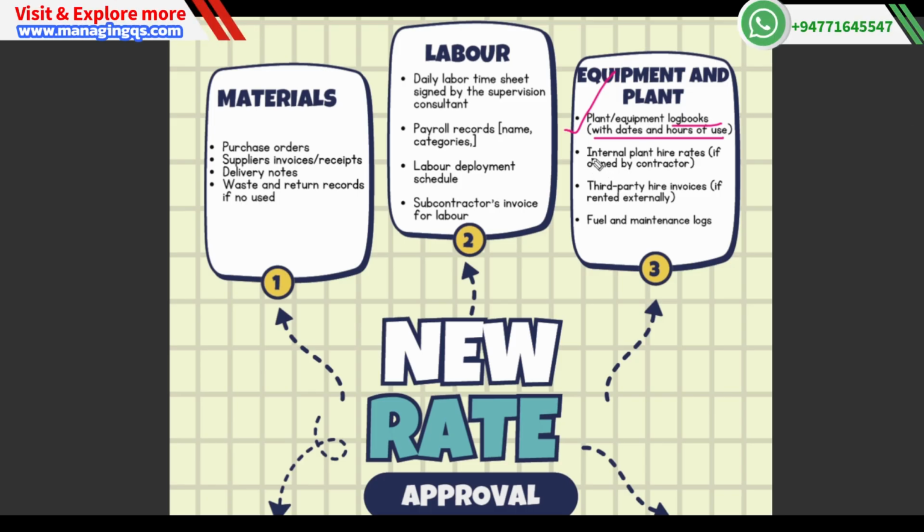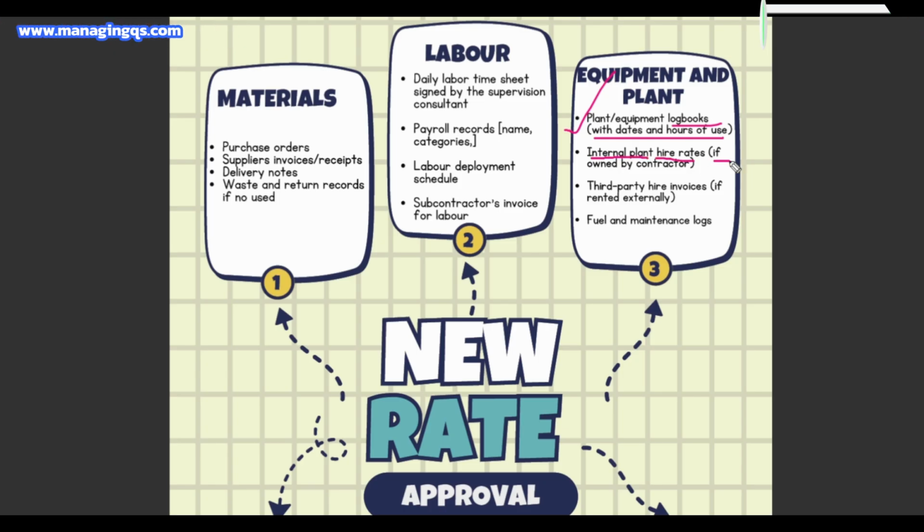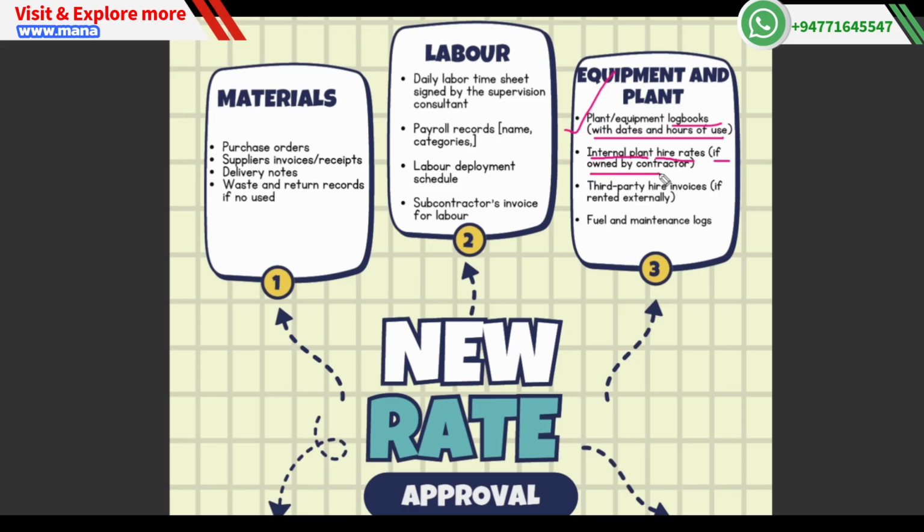The second important thing is the internal plant hire rates. For example, if the contractor owns plants or equipment, we request a quotation for the same plants and equipment at the outside hiring rate, something like this. So we need some information for this case.